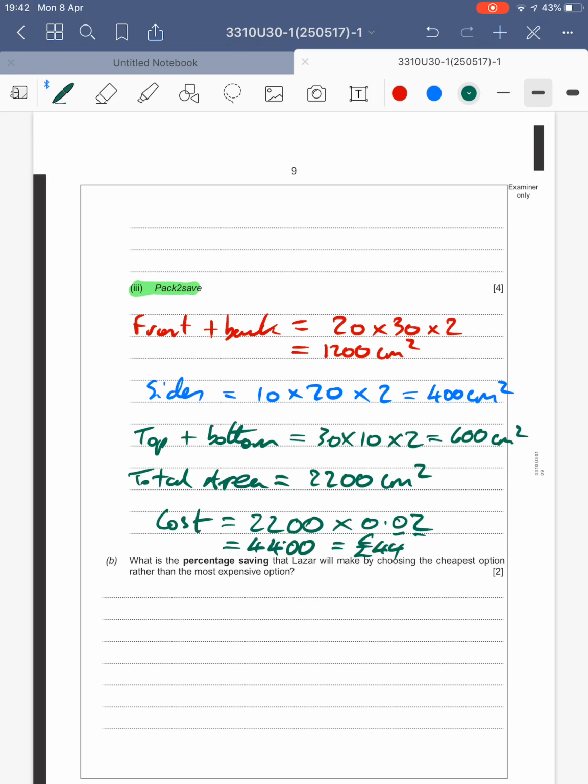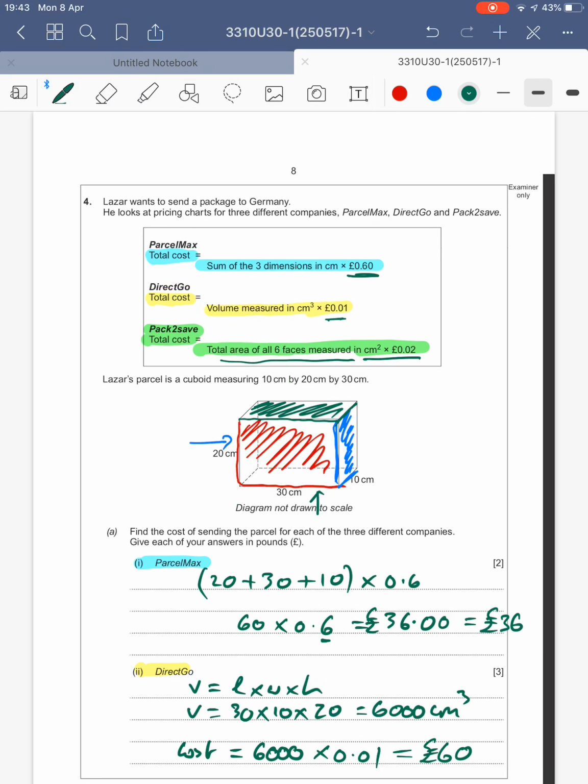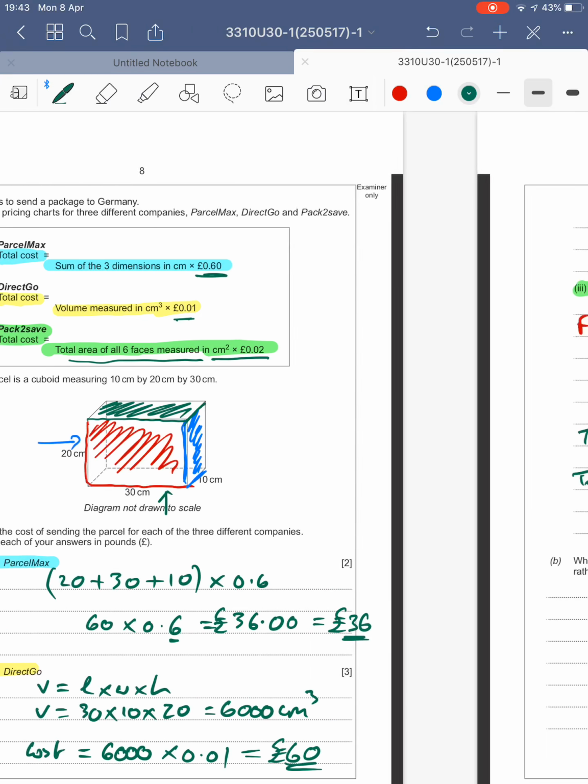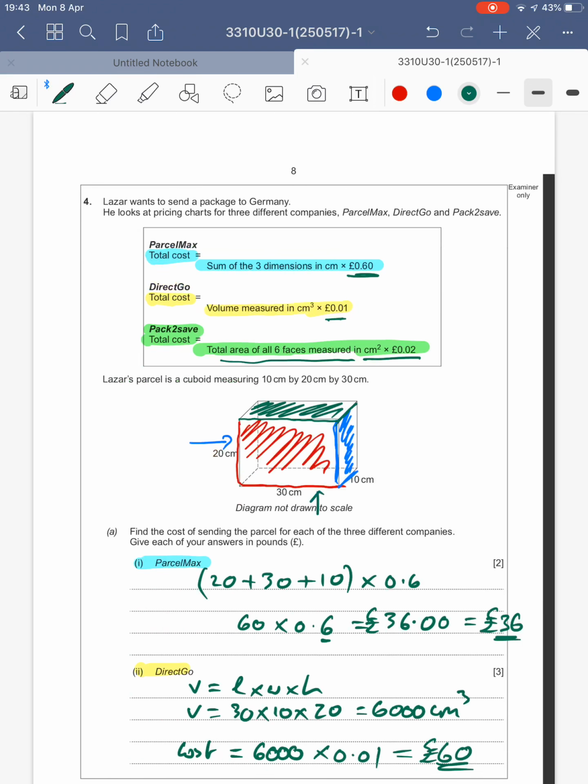Okay, the last question. What is the percentage saving a Lazar will make by choosing the cheapest option rather than the most expensive option? So you need to find the difference between the biggest and the smallest. So the smallest is 36, the biggest is 60. So the difference is 24.